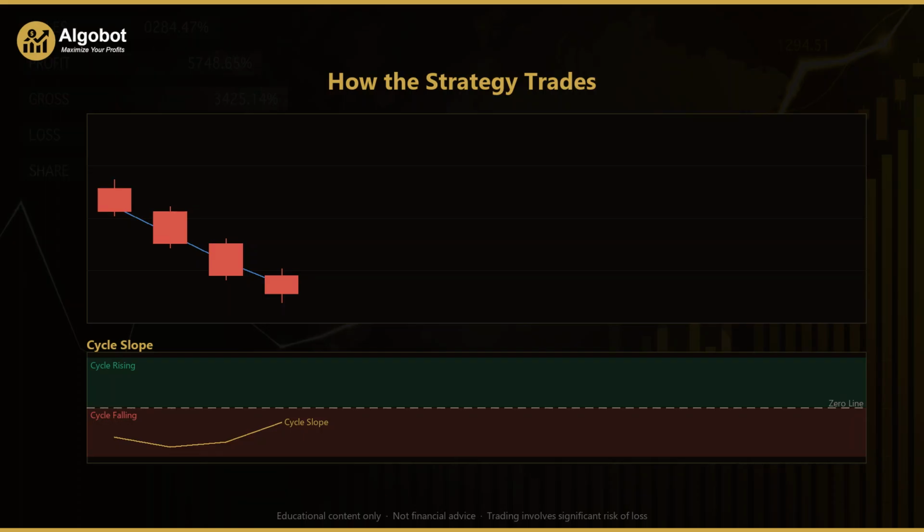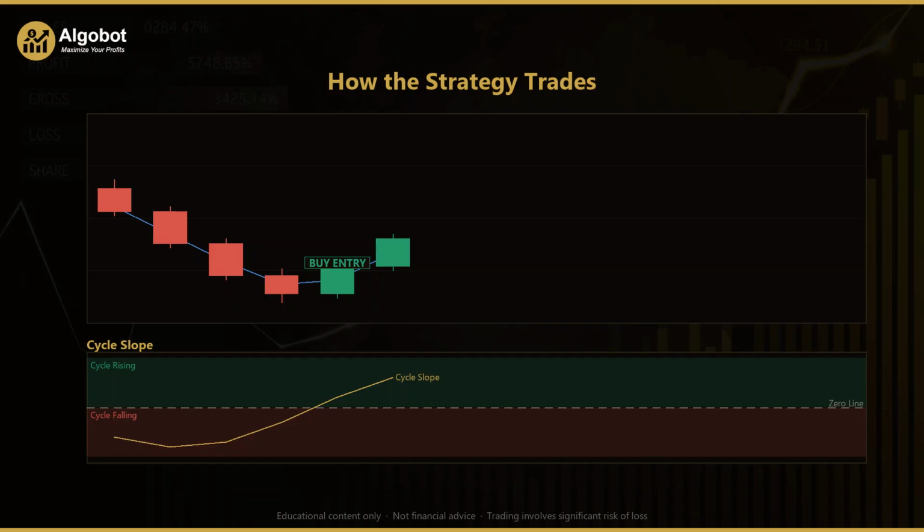When the slope is above the 0 line, in the green area, the cycle is turning upward. When it's below the 0 line, in the red area, the cycle is rolling over. Watch the first few candles on the left. Price is drifting lower, one bar after another, and the fitted cycle line is sliding down toward a low point. In the panel below, the cycle slope is sitting well beneath the 0 line, telling us the wave is still falling. The strategy does nothing here. It is patient, and it is waiting for the wave to actually turn.